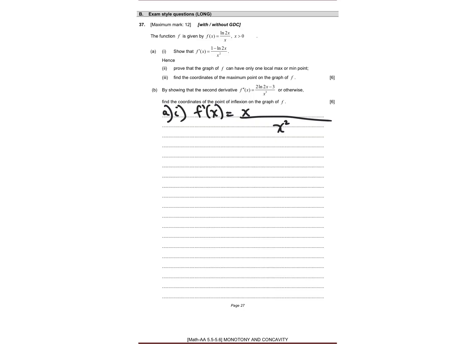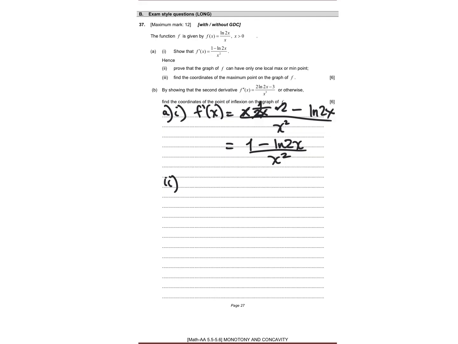times the derivative of natural log, which is 1 over 2x, and then times the derivative of the inside, and then subtract the derivative of v, which is 1, times u. So then the 2's cancel and the x's cancel, so that's just 1 minus natural log 2x over x squared. Hence, prove that the graph of f can only have one local max or min point.